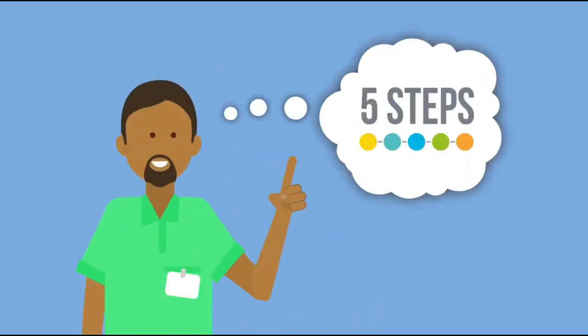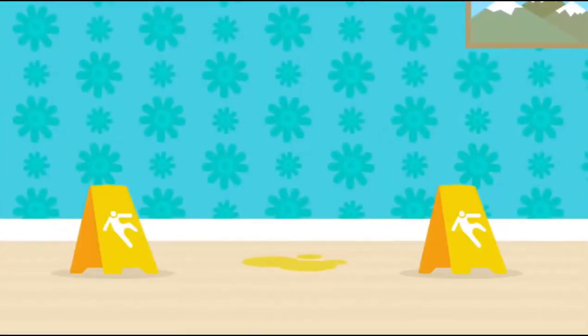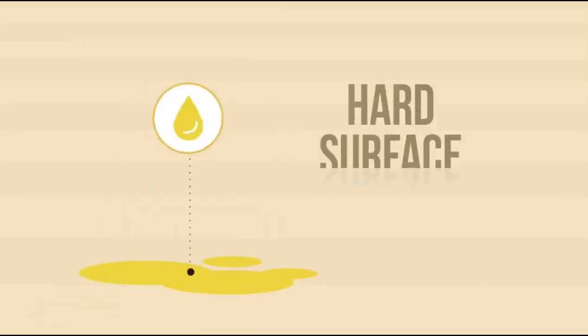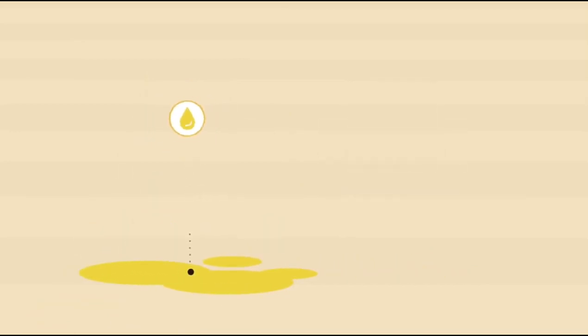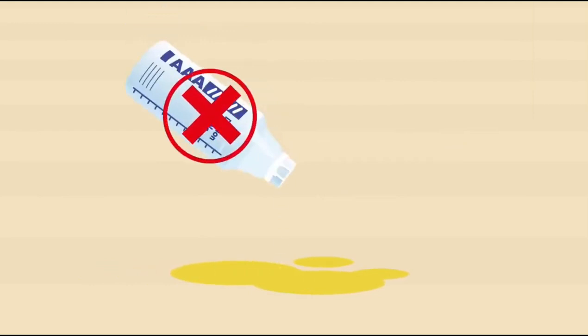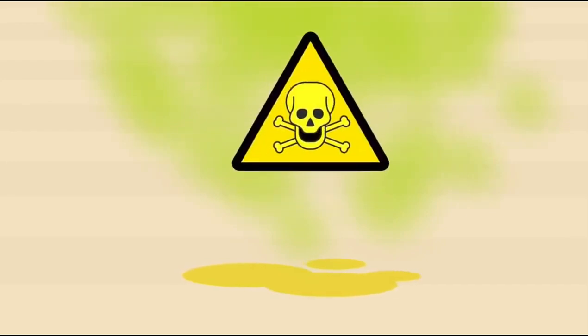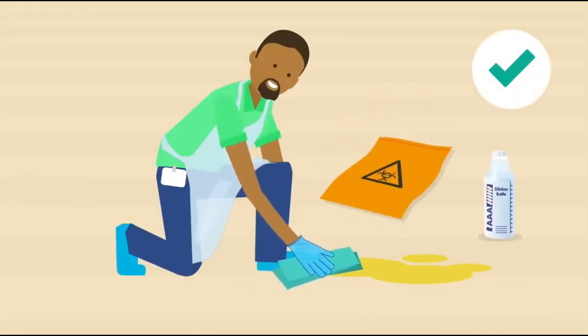Hardeep recalls the 5 steps. He places physical barriers around the spillage to prevent slippages and harm to other people. He consults the algorithm and assesses the spillage. The spillage is urine on a hard surface. Hardeep knows not to use chlorine-releasing agent directly on the urine spillage, as it will react with the urine and release chlorine gas. He can now follow the appropriate steps to successfully manage the spillage.